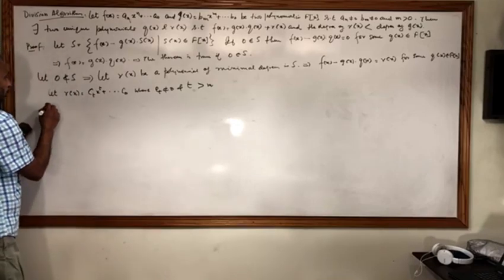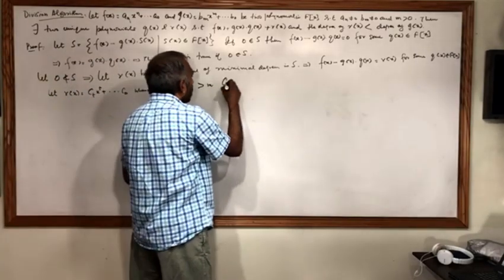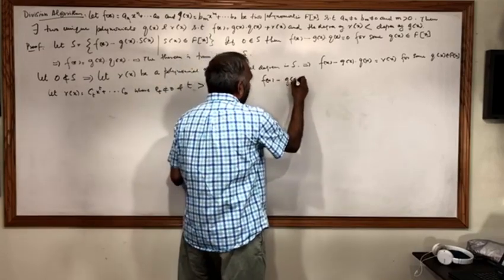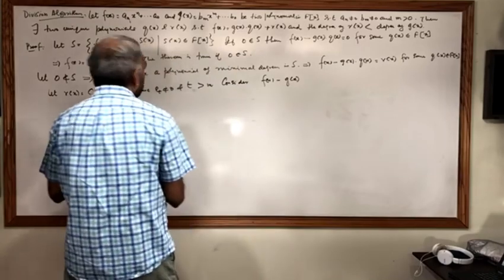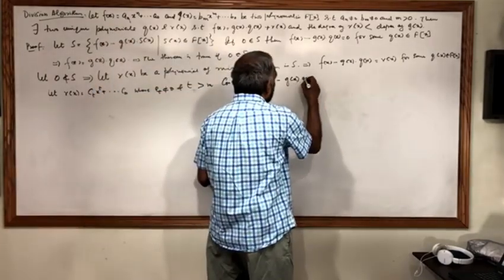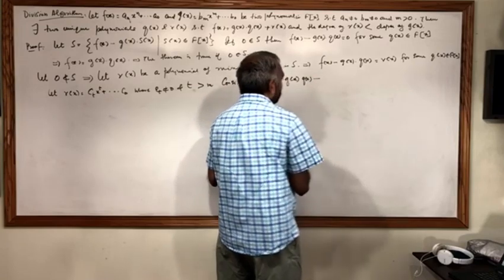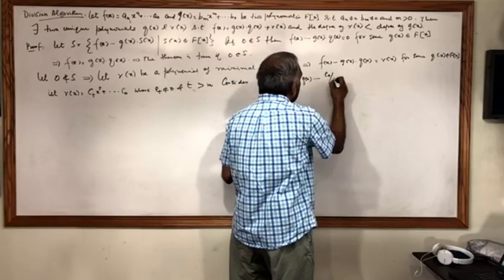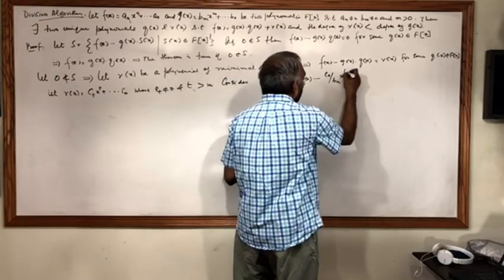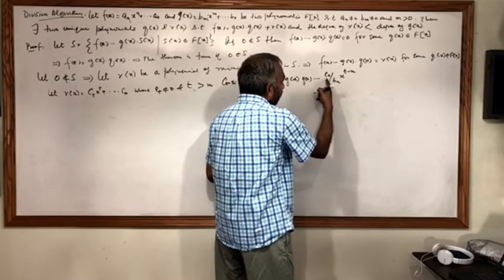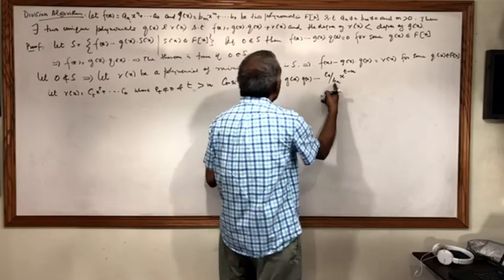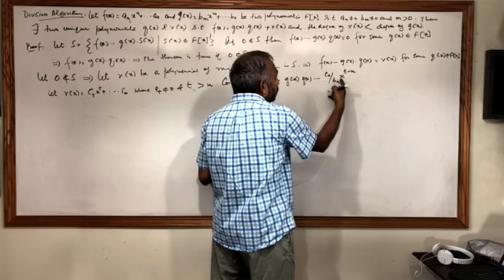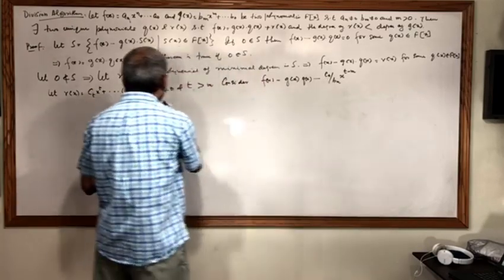Now we will consider a polynomial. Consider f of x minus g of x times q of x minus ct by bm times x to the power of t minus m. Bm is different from 0 because that is how we chose, and ct is also different from 0.